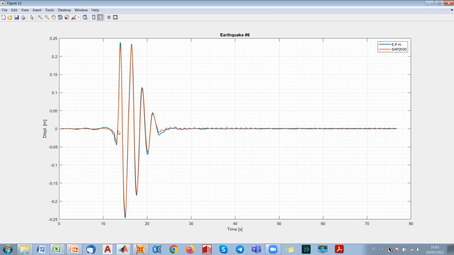And if you remember, there is also the repeated cyclic test, which is 10 cycles. So something very different than what you can find generally with nonlinear time history analysis, which should be something very close to what happens in reality.